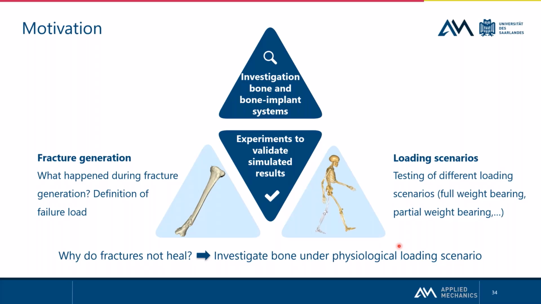We want to investigate the bone under physiological loading scenarios, and therefore we have two testing devices. One is for fracture generation, where we want to investigate what happens during the fracture generation and define the failure load. On the other testing scenario, we want to take a closer look at different loading scenarios. So again, our model with a tibia or a femur fracture, and we apply full weight bearing or partial weight bearing.